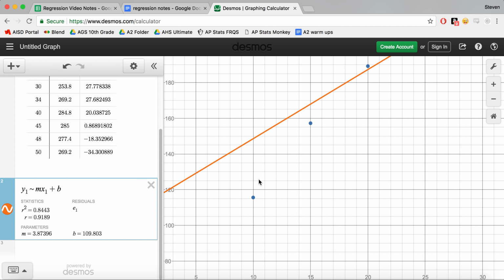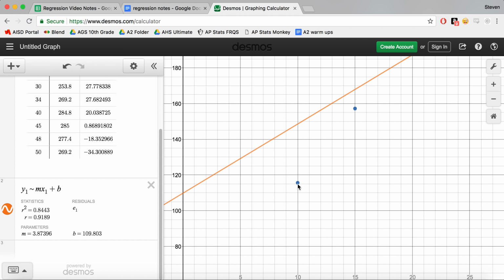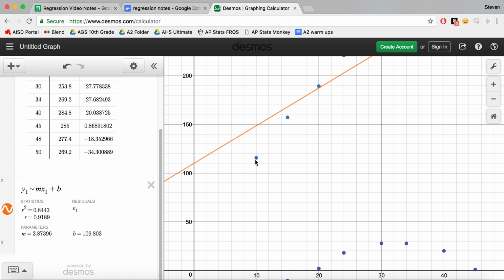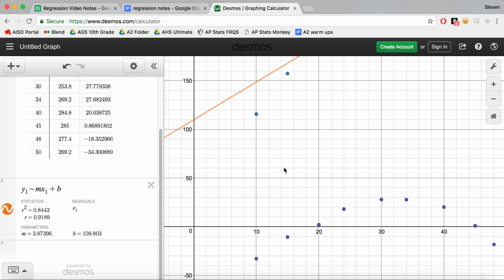So this first point right here at 10, the line is at 148 and the point is at 115. So the distance between those two things is negative 32. And that's what the residual plot does. It just calculates the distance from this point up to this line. So same thing here. This one is only slightly below the orange line, so here it's only slightly below the x-axis.